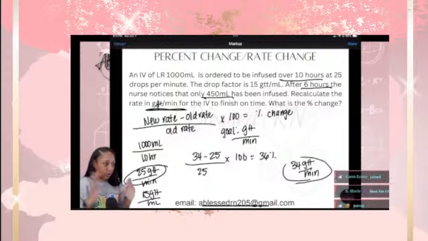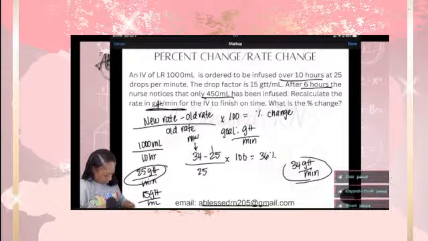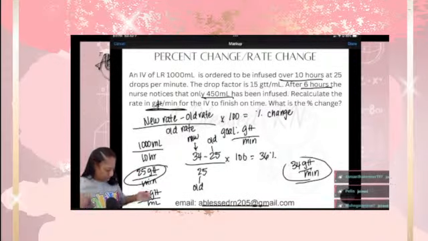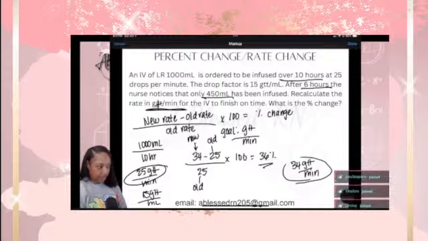So basically, for percent of change, you have the old rate that something is going in at. You see how much is left. So you took that 1,000 minus your 450, and that's where you got your 550 milliliters from. Okay. We found our new rate, which was our 34 drops per minute. So we take the new rate minus old rate, divided by old rate, times 100, and that's your percent of change. Does anybody have any questions about this one?